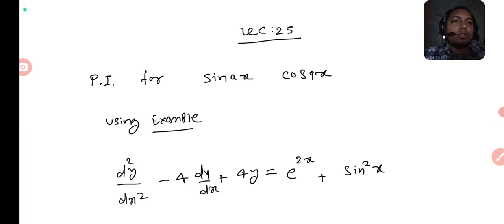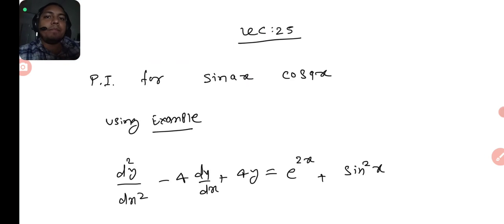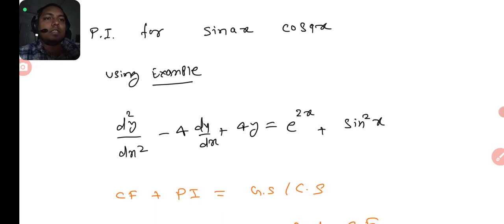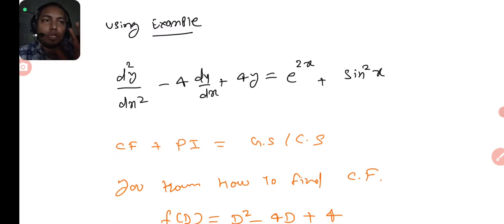Okay, so we are going to start lecture 25. In this lecture 25, we will finish our PI first. So how to calculate PI? To calculate PI, I have taken trigonometry examples, sine ax and cos ax. This is our lecture 9. So in sine ax, cos ax, we are going to explain this using one example.